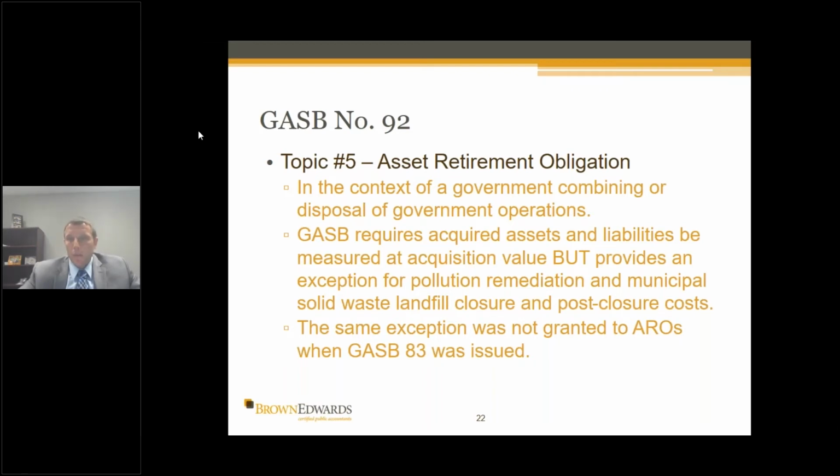So many of the same basic principles, including the measurement of liabilities at the current value of expected outlays, also are used in the measurement of AROs. So as a result, it was decided an exception to the use of acquisition value should be applied to government acquisitions of asset retirement obligations.